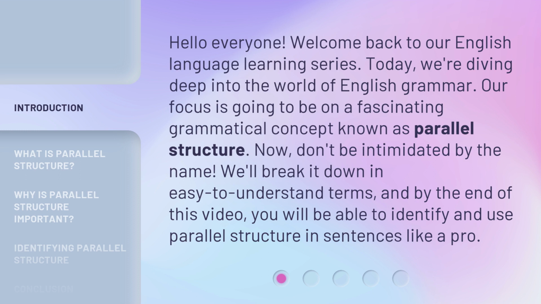Today, we're diving deep into the world of English grammar. Our focus is going to be on a fascinating grammatical concept known as parallel structure. Now, don't be intimidated by the name. We'll break it down in easy-to-understand terms, and by the end of this video, you will be able to identify and use parallel structure in sentences like a pro.